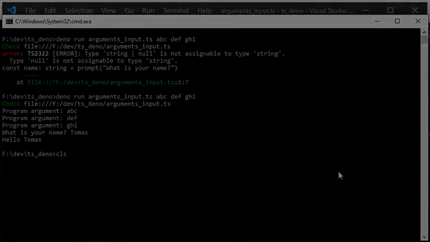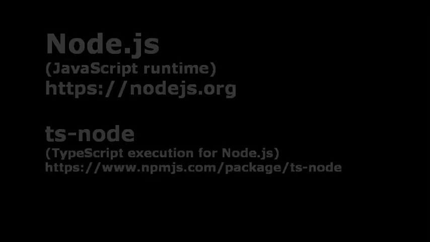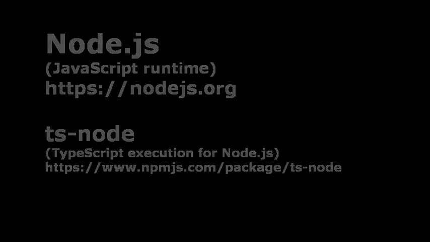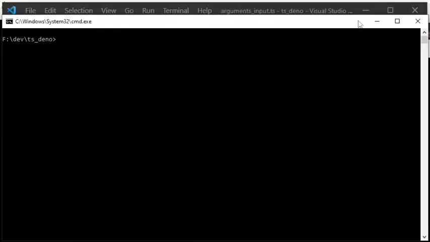Now I will switch from Dino to instead use the Node runtime, which does not receive program arguments nor read keyboard input in the same way as the Dino runtime. First, I navigate up in the directory structure to the dev directory, and then create a new subdirectory ts-node parallel to the previously used directory ts-dino. Then I navigate into the new directory with the command cd.